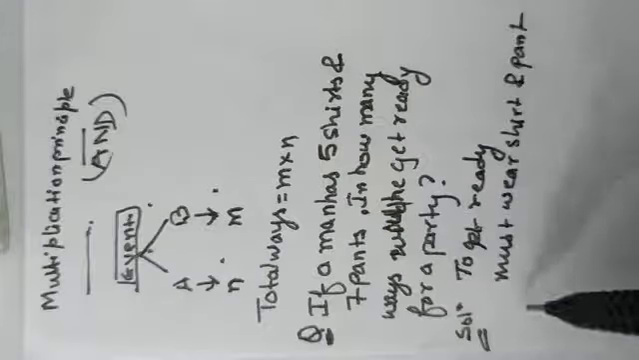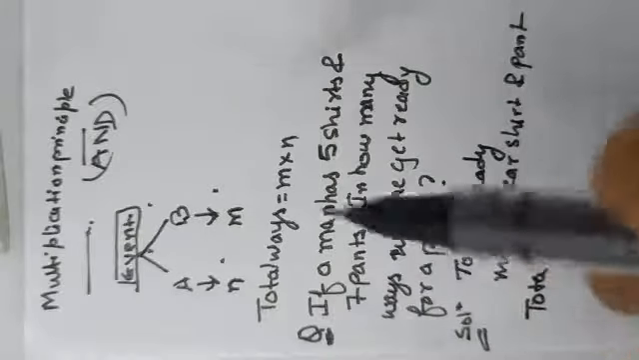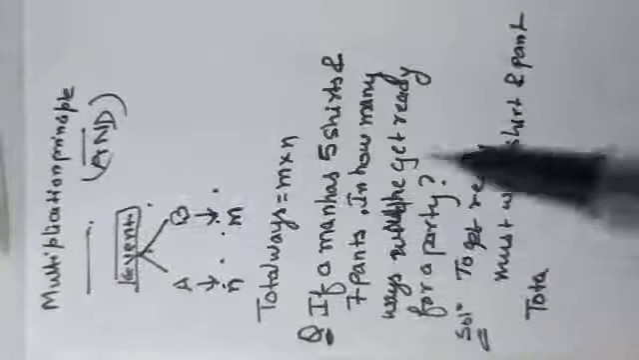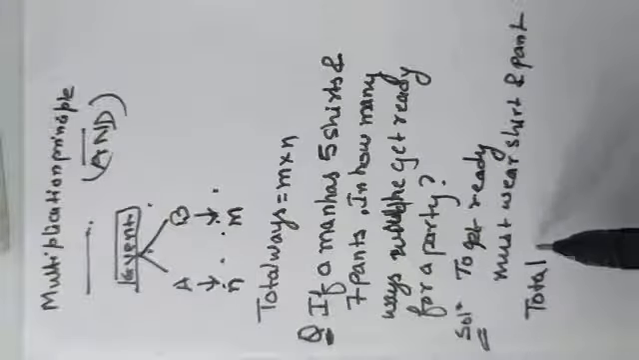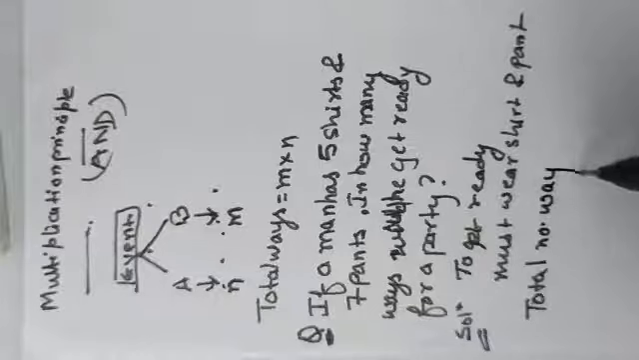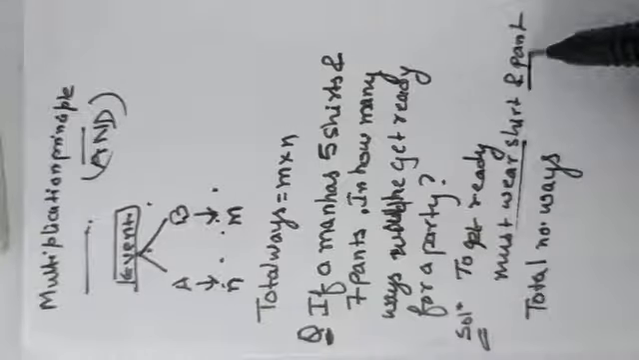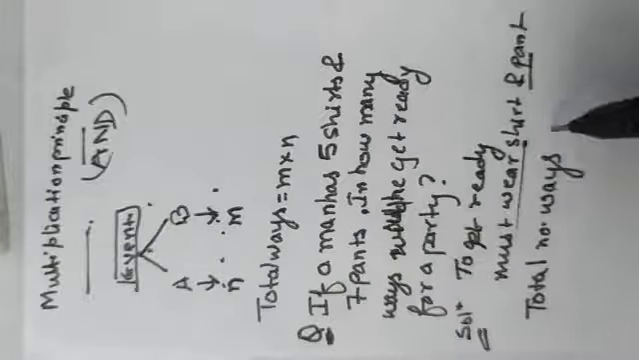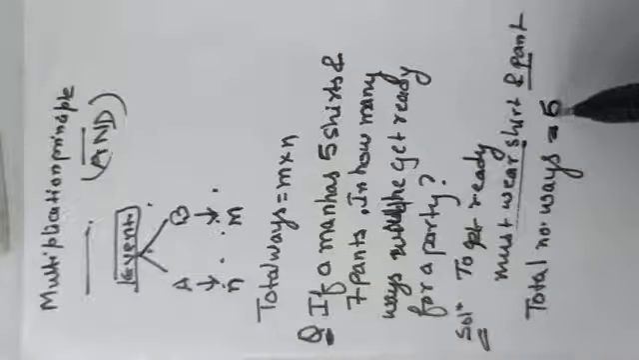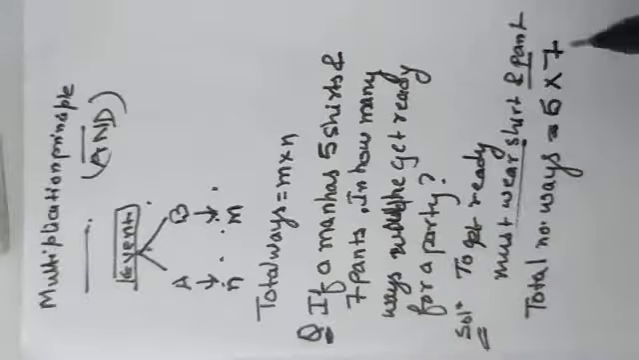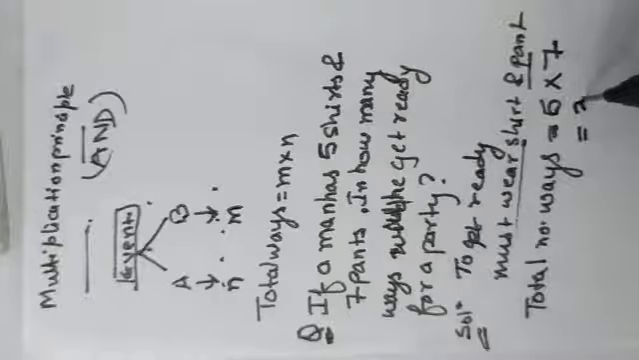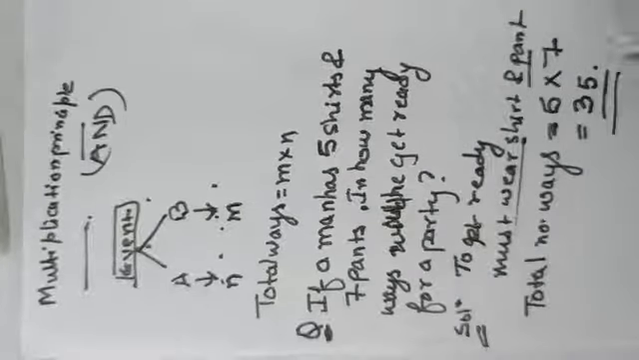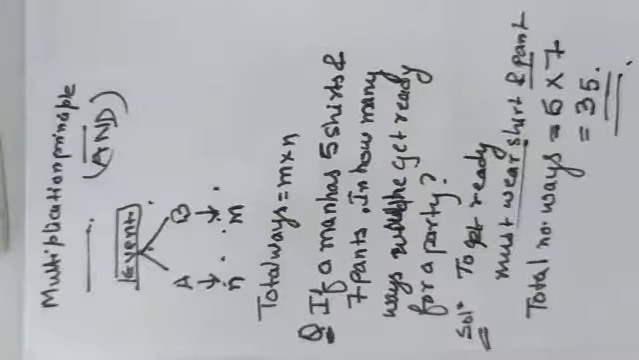Let's see the total ways. We already said that the completion of events must be necessary, so the total number of ways to get ready, since both shirt and pant are necessary to wear, will be 5 into 7. So this is what addition and multiplication principle is about. Now you are getting the answer 35 over here.